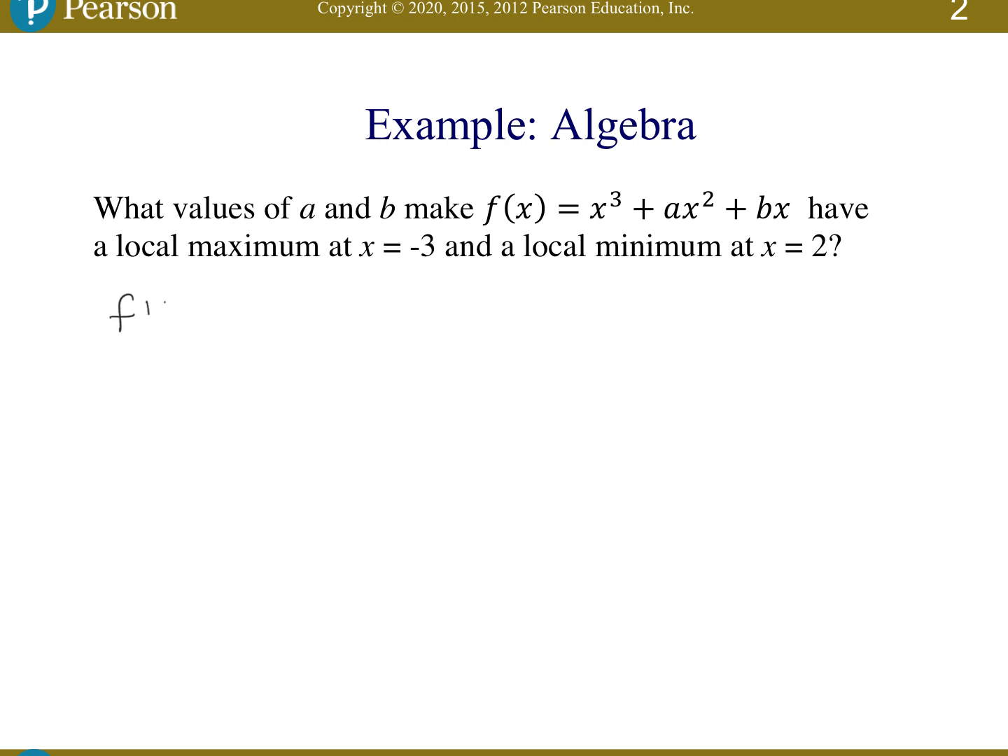So our derivative f prime is, the derivative of x cubed, 3x squared. What about the derivative of ax squared? Okay, so it'll be 2ax. And the derivative of bx, knowing that b is a value, plus b.